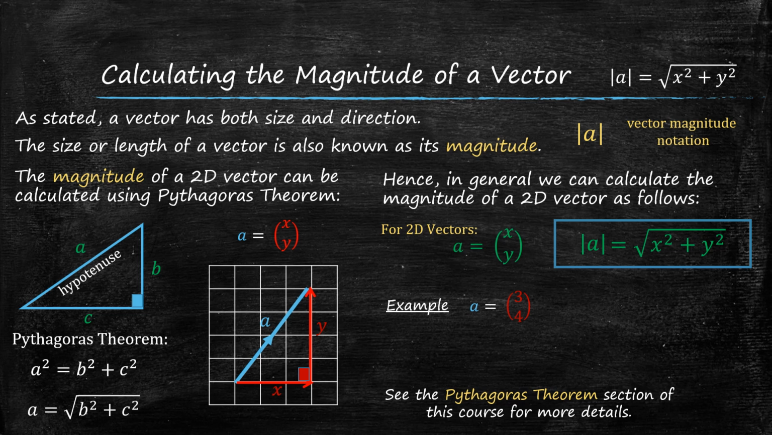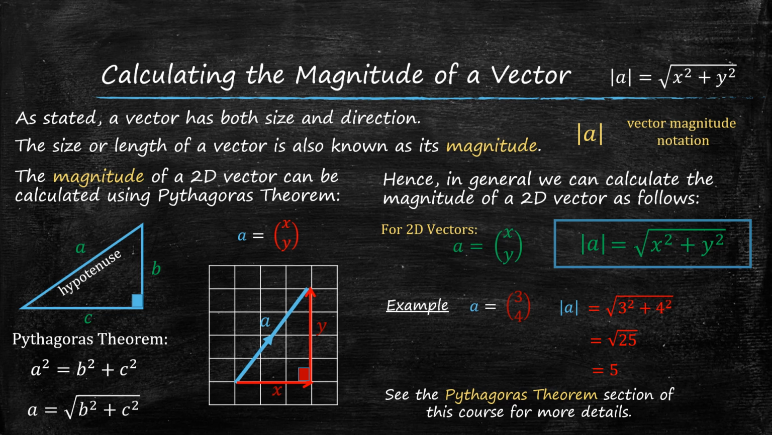Let's say we have a vector a and it has components (3, 4). Then the magnitude of a is equal to the square root of x squared plus y squared. So that's 3 squared plus 4 squared. So the magnitude of a will be the square root of 25. So the magnitude of a is 5 units.